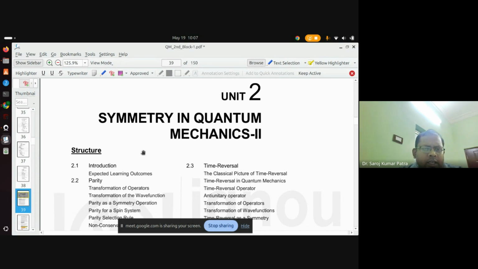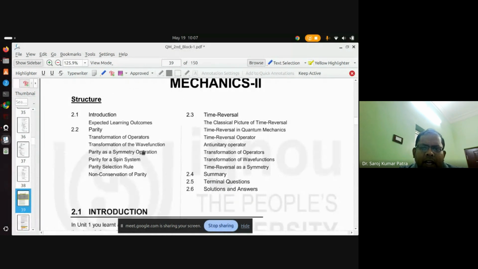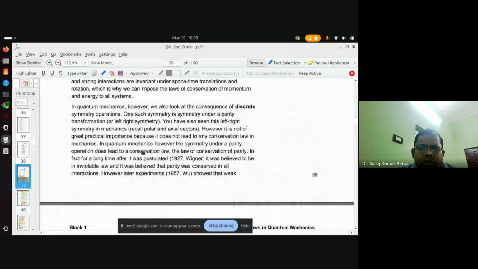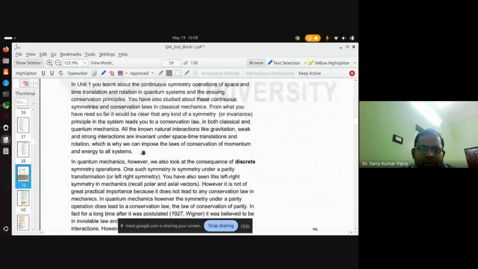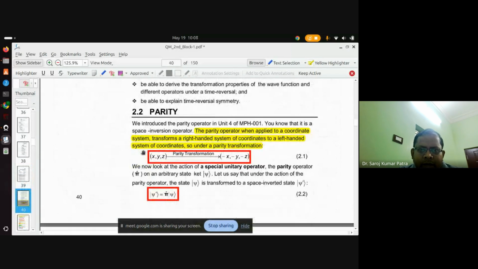Okay. Next we will basically be talking about parity and time reversal. Coming to this concept of parity. So, what is parity? Parity is just an operator. The parity operator, when applied to a coordinate system, transforms a right-handed system of coordinates to a left-handed system of coordinates.